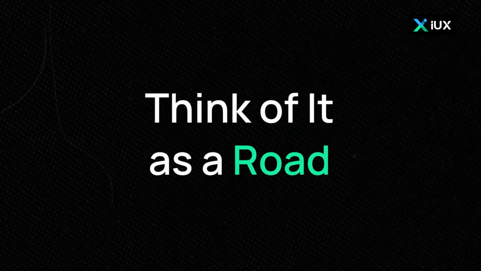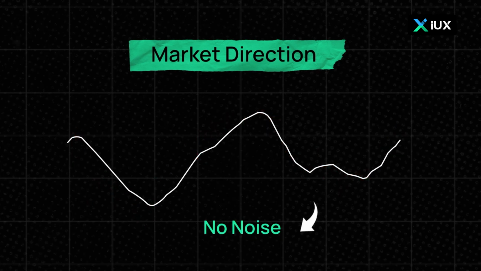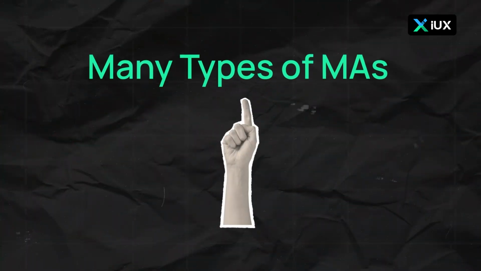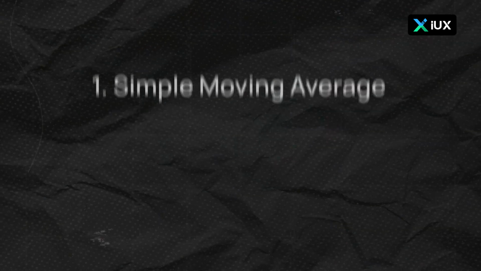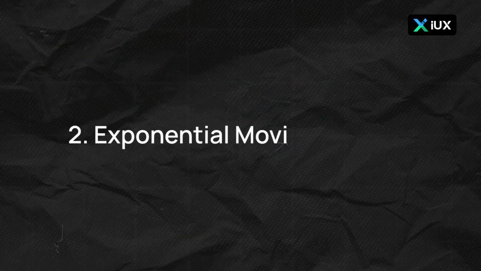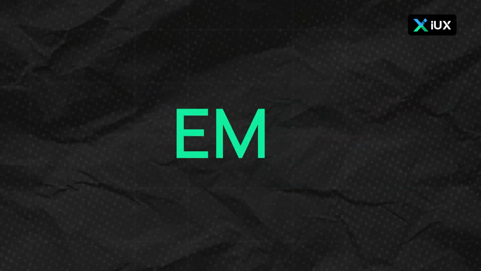Think of it as a road. It shows you where the market is going, cutting through all the noise. There are many types of MAs, but two are used most often: the simple moving average, or SMA, and the exponential moving average, or EMA.